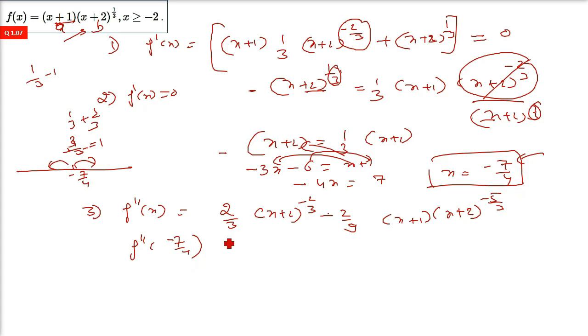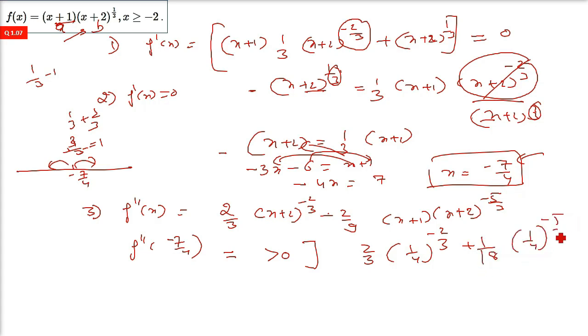Now did you check whether this negative 7 by 4 is actually following x greater than or equal to minus 2? Now you just have to take a guess. When you place negative 7 by 4 in x in f double dash of negative 7 by 4, you are going to get greater than 0 or less than 0. Let me tell you, you are going to get greater than 0. And when you place x replaced by negative 7 by 4, there will be certain computation which I am showing you, and I hope that you will also be able to complete.